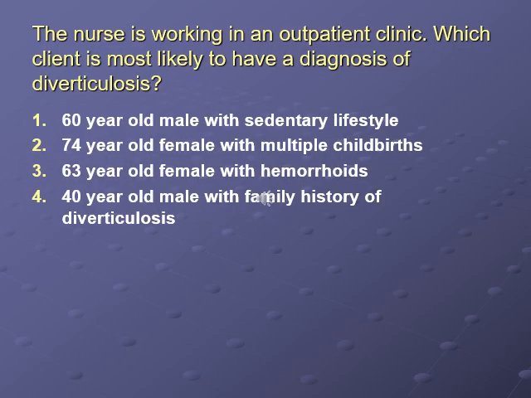So the answer here is 3. Hemorrhoids could indicate chronic constipation, and that is a strong risk factor for diverticulosis. Constipation increases the intraluminal pressure in the sigmoid colon, and that leads to the weakness in the lining and the diverticuli forming in the first place.